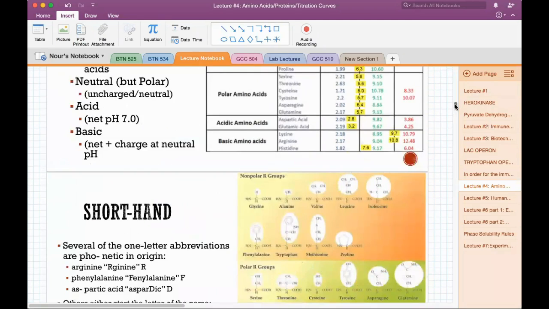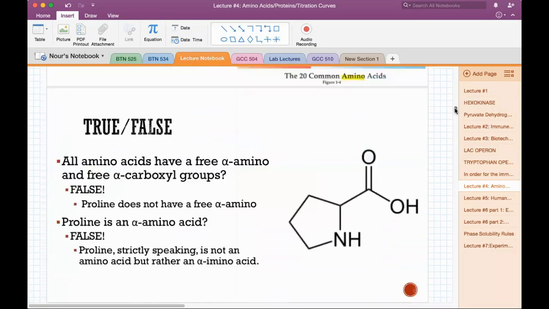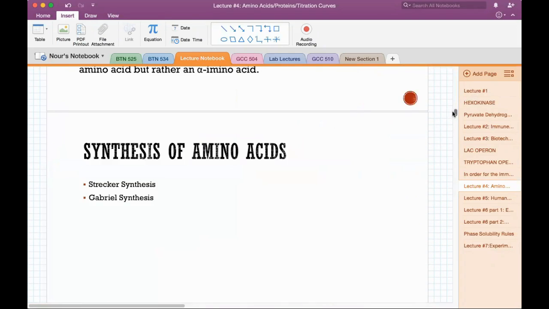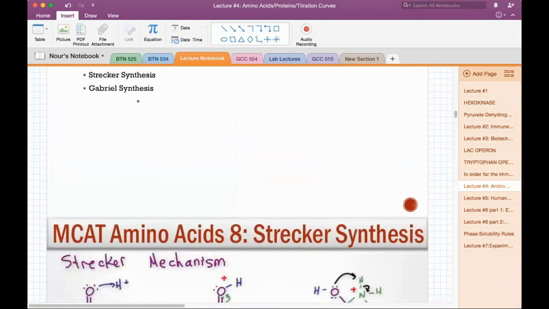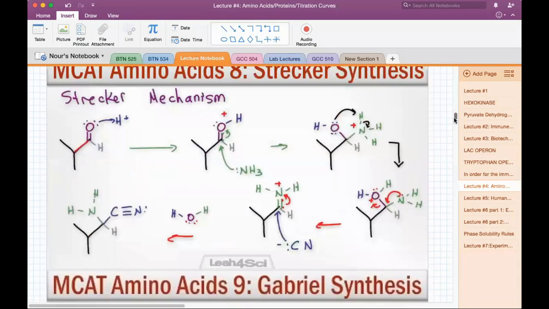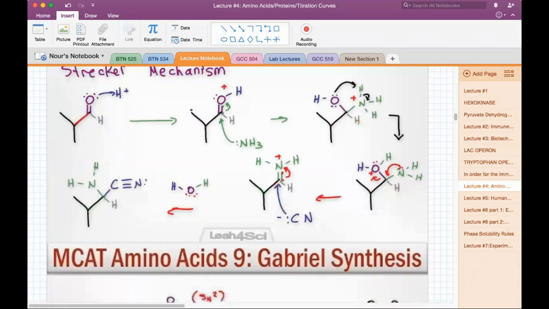I already know this. I already talked about this. A lot of MCAT books say that you need to know these 2 reactions because they're different ways of understanding how amino acids are made. I don't remember seeing them in any tests that I took, but you should probably know the general idea of what the mechanism is, and I'm not going to go into the mechanism.